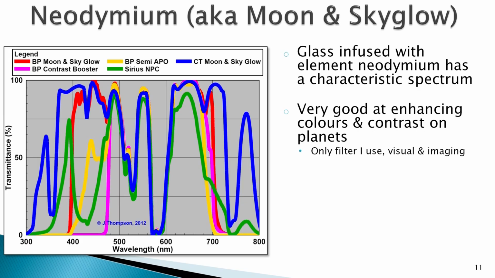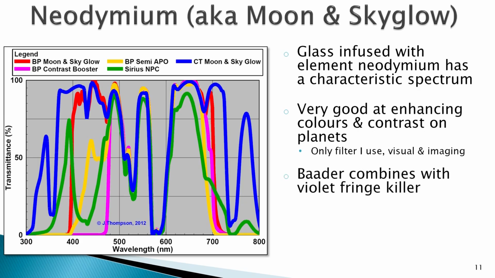There are a number of variations on the basic neodymium-infused glass filter that tailor the filter for different applications. Some have interference coatings to provide UV-IR blocking, making them good for imaging. Some have additional blocking in the violet blue end of the spectrum to improve the performance of achromatic refractors. All in all, they are a curious family of filters that are worth having a closer look at.